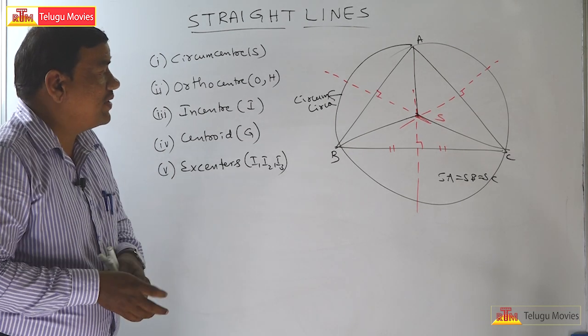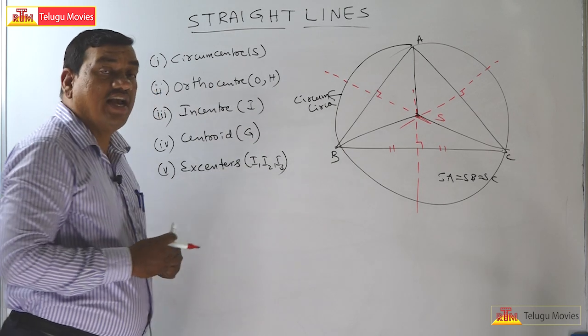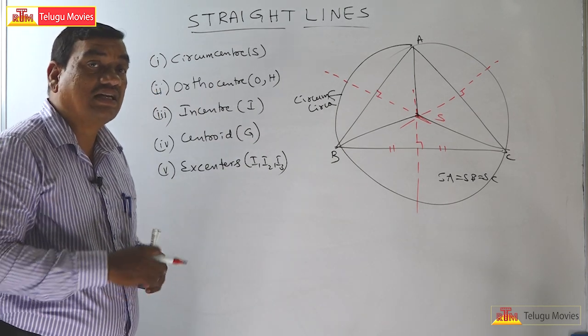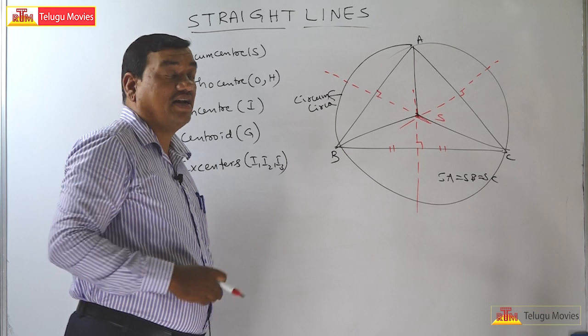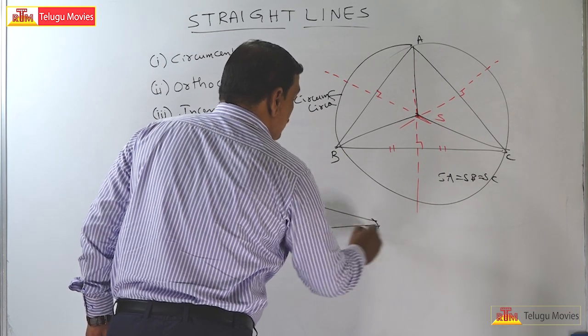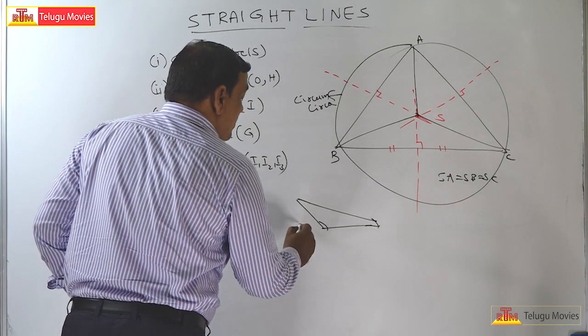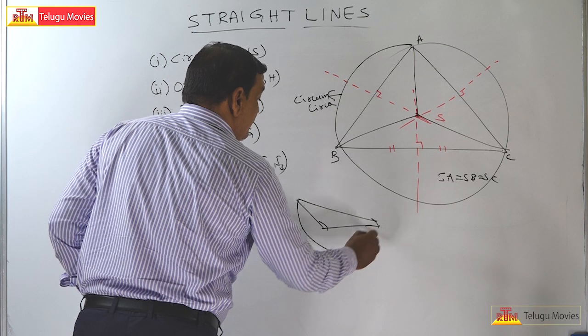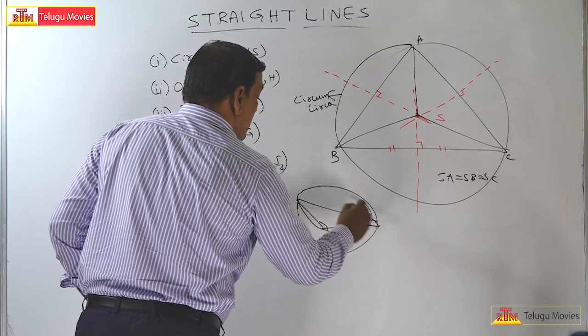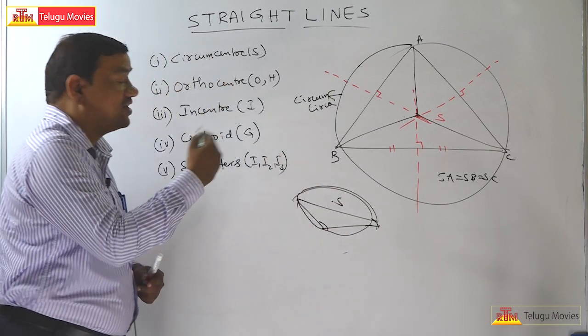Now, what are the other properties? If the triangle is an acute angle triangle, the circumcenter lies inside the triangle. If it is an obtuse angle triangle, which means one angle is more than 90 degrees, then the circumcenter will lie outside the triangle.